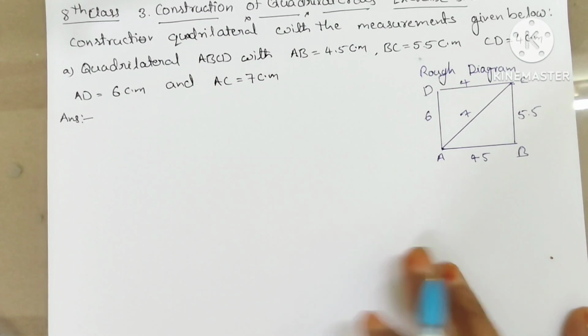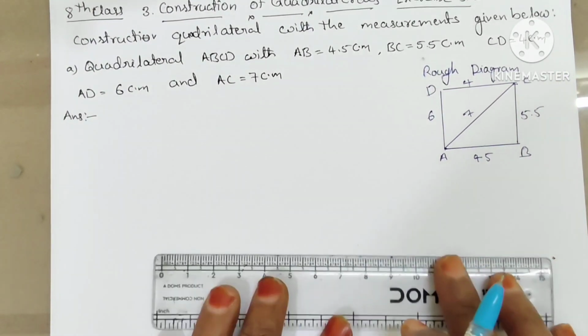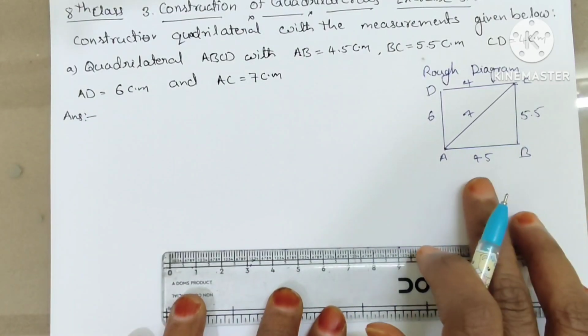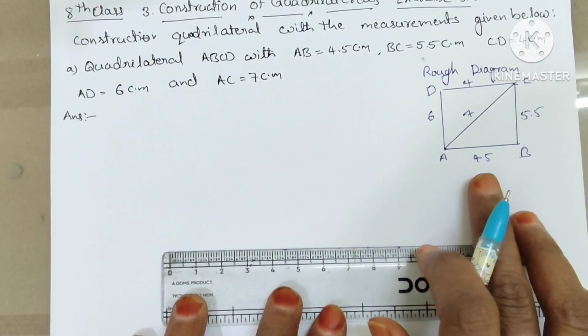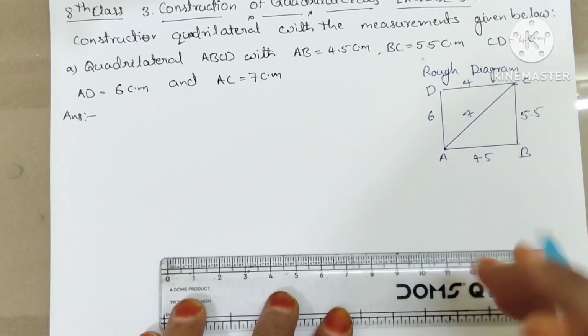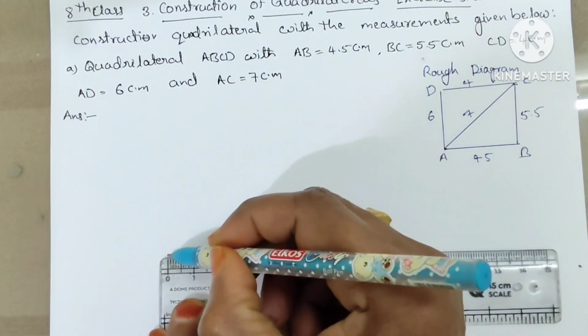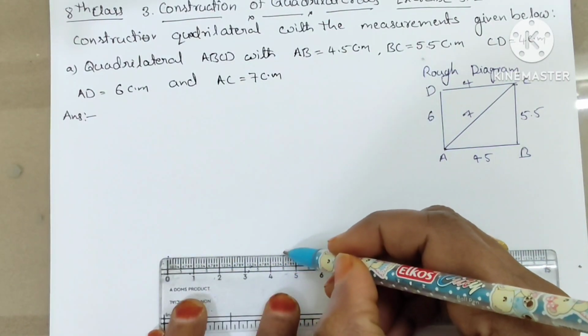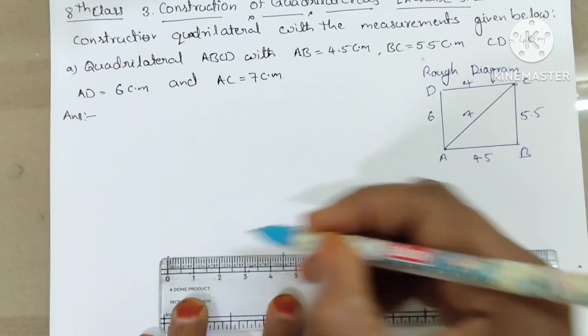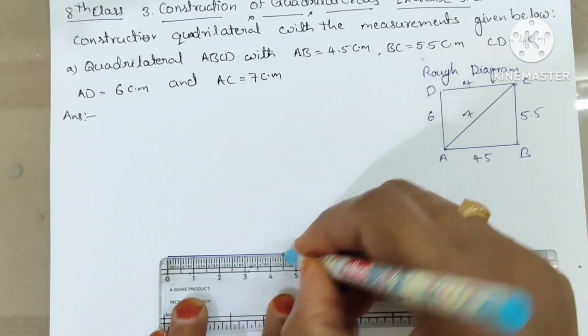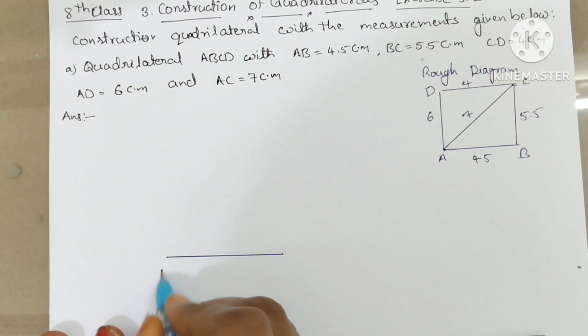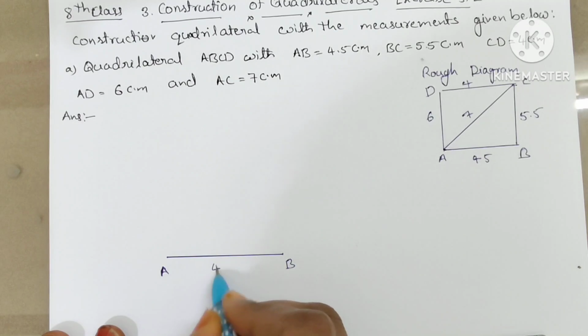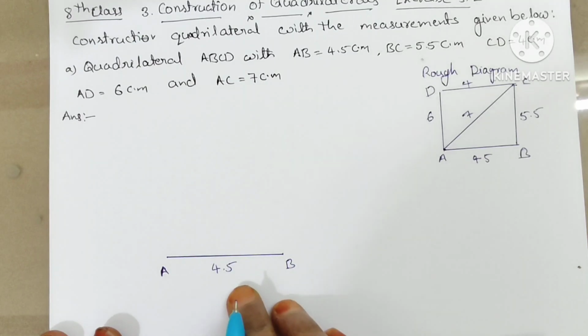First we draw the line segment AB. The line segment AB of 4.5 centimeters is given. So first we draw the line segment 4.5. Here 0, 4, after the fifth line, we draw the line segment 4.5. So here AB line segment 4.5.